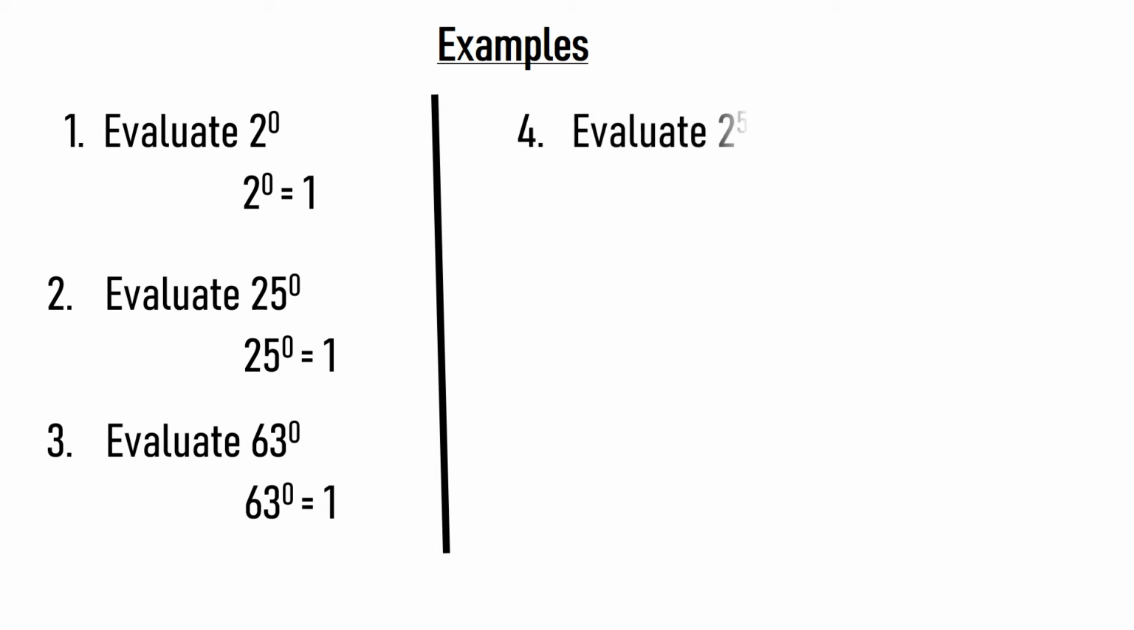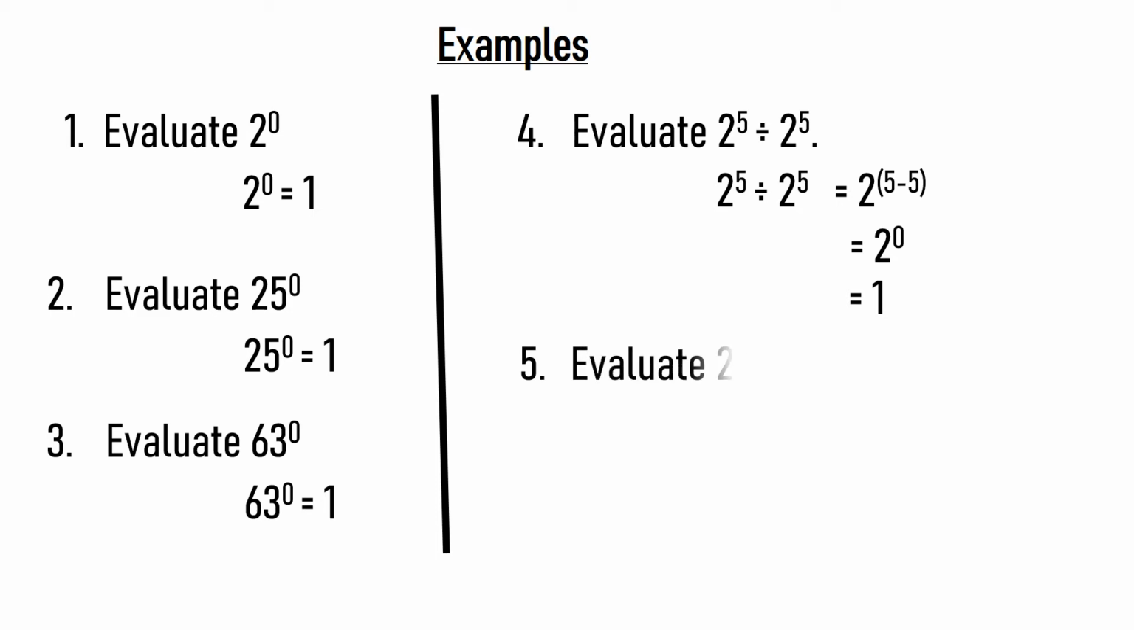Example 4. Evaluate 2 power 5 divided by 2 power 5. Using our second law, we have 2 power 5 divided by 2 power 5 equals to 2 power 5 minus 5. 5 minus 5 is 0, and so this becomes 2 power 0. 2 power 0 is simply 1.